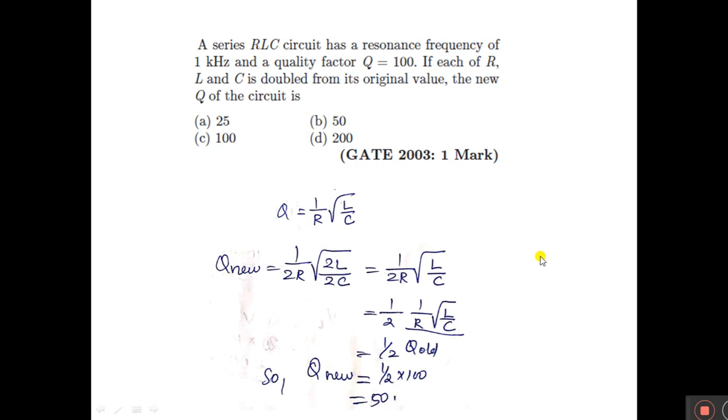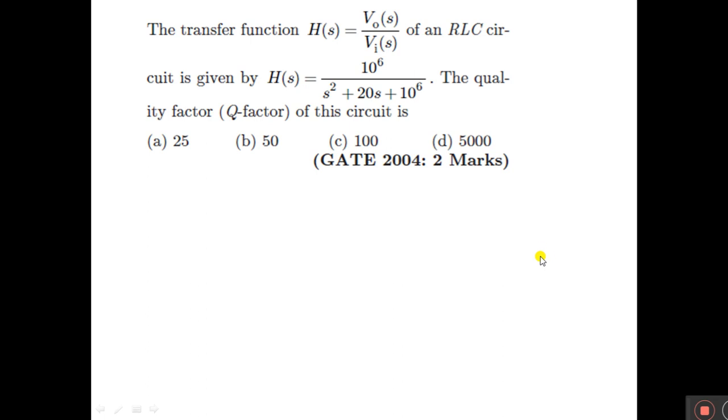And next question. The transfer function H of s equal to V naught of s divided by Vi of s of an RLC circuit is given by H of s equal to 10 power 6 divided by s square plus 20s plus 10 power 6. The quality factor of the circuit is option A 25, option B 50, option C 100, option D 5000. This question asked in GATE 2004, 2 mark question.